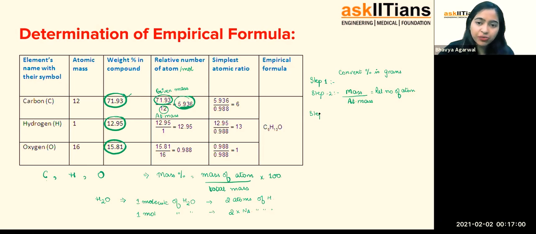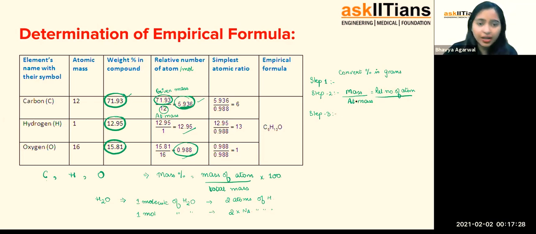Now, what is your step 3? Your step 3 is you have to choose the least of all the relative numbers. So if you see, the first one is 5.9, this is 12.9, this is 0.98. Right? Out of the 3 numbers, which is the smallest? The smallest number is 0.988. So that is your simplest atomic ratio.